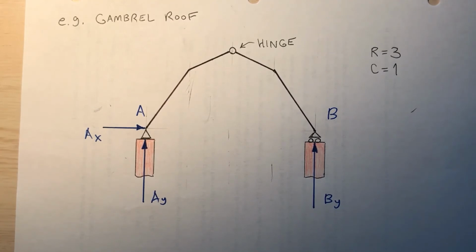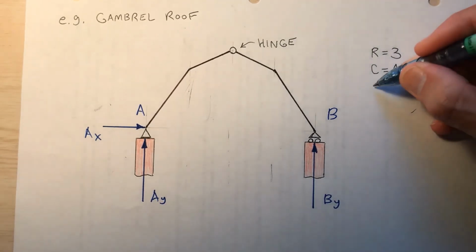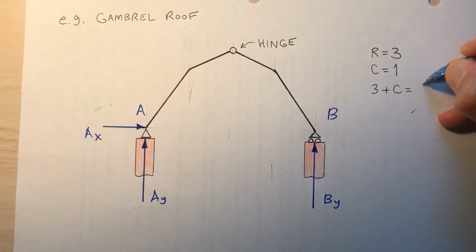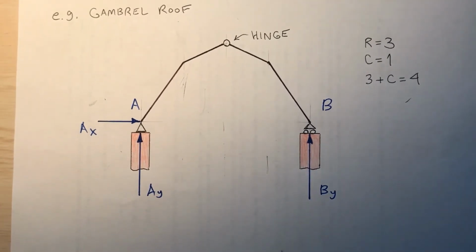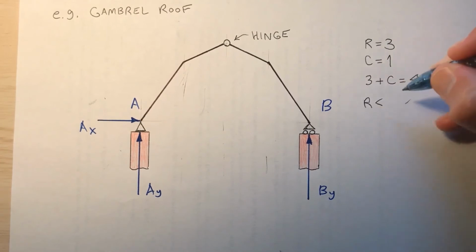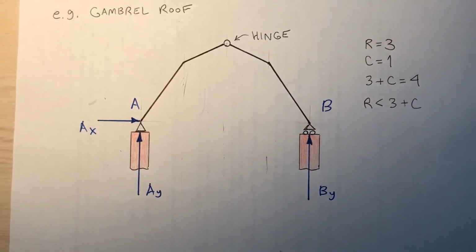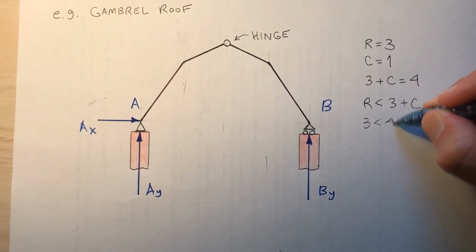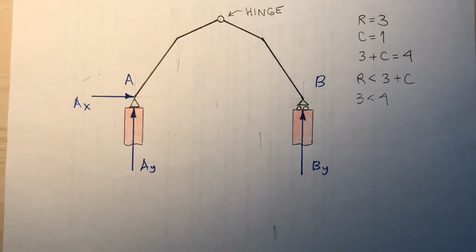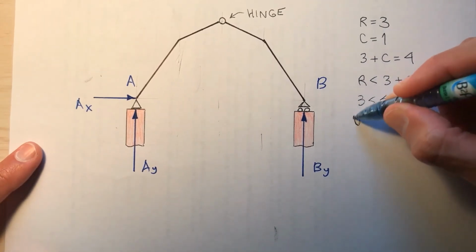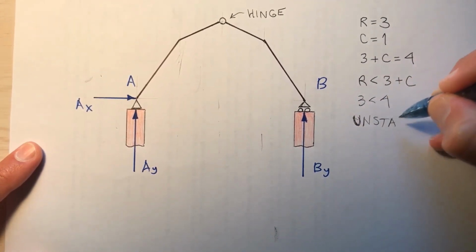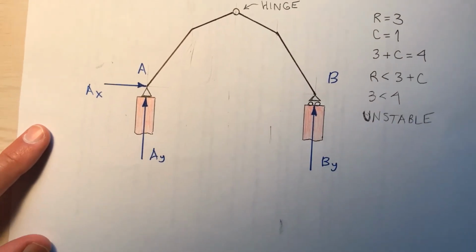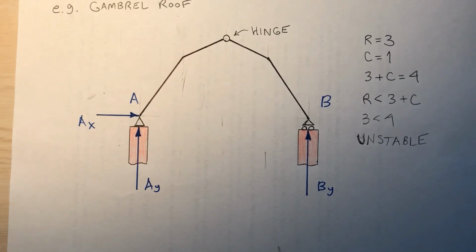Okay, so is this determinate or indeterminate? Okay, what is 3 plus C? That would be 4 in this case, wouldn't it be? Okay, now in this case, R is less than 3 plus C, because I've got 3 is less than 4. So what does that mean? If I wind up with R less than 3 plus C, that means it's unstable. So an unstable gambrel roof.